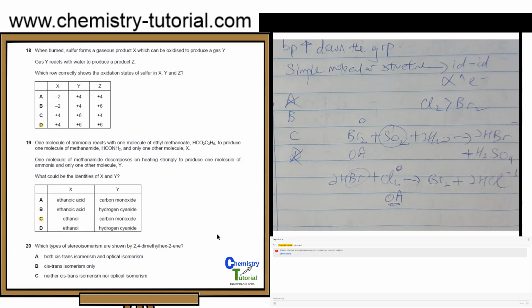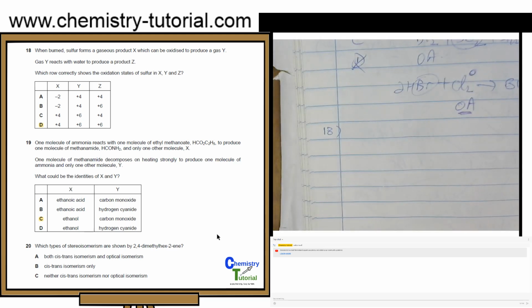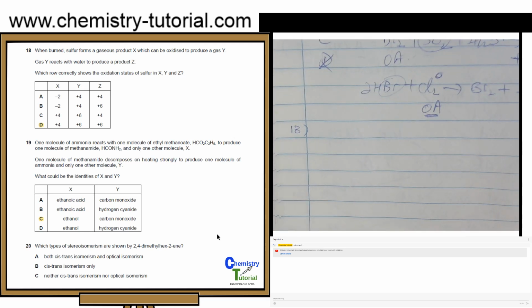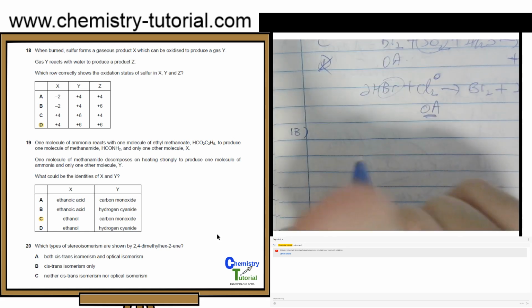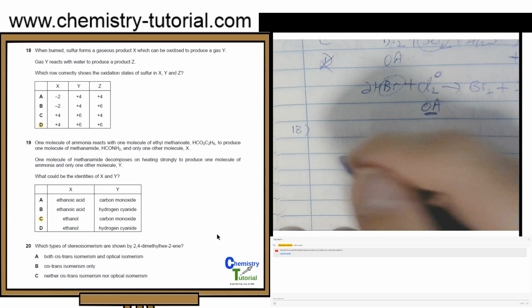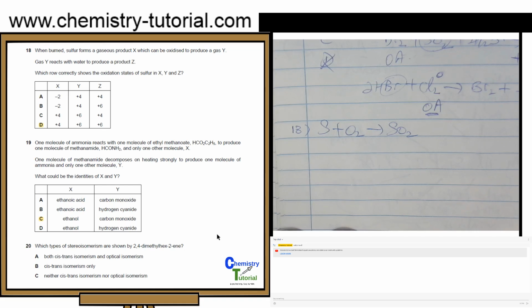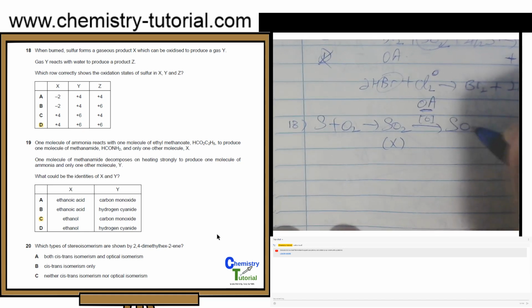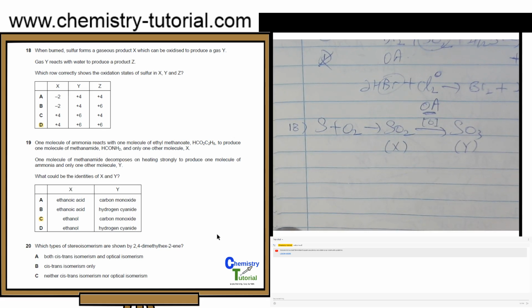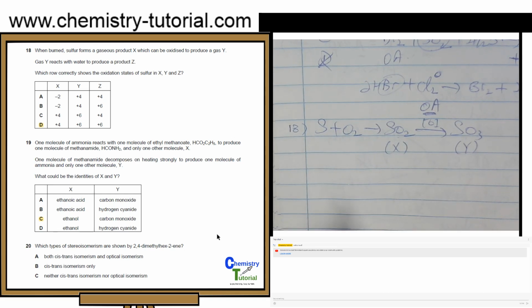Let's look at the next question. Question 18. When burnt, sulfur forms a gaseous product X, which can be oxidized to produce a gas Y, that gas will be SO3 actually. So let's see. So sulfur burns in oxygen to form your sulfur dioxide. This is X, which can be further oxidized to give you SO3. This is Y. How do you know it has been oxidized? Because there's an increase in the number of oxygen atoms from 2 to 3.